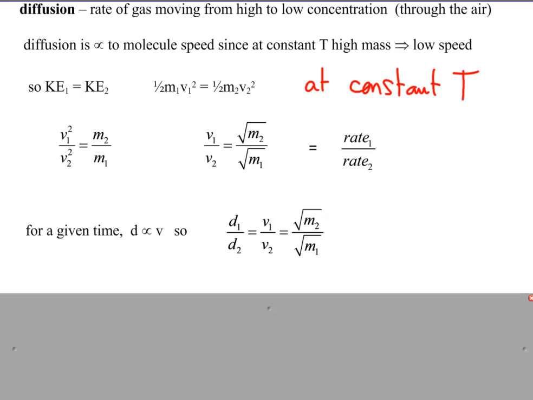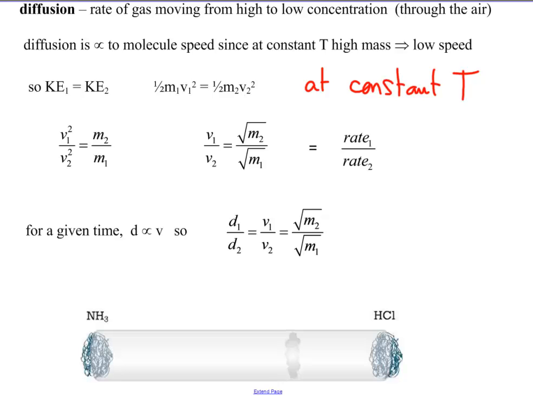Since velocity is simply distance over time, then the ratio of distance gas A travels compared to the distance gas B travels is equal to the velocity of gas A over gas B, which is again equal to the mass of gas B square root over the mass of gas A square root. So square roots are inversely proportional to the distance or velocity ratios. An example of that is looking at the diffusion of ammonia gas and hydrogen chloride gas in a sealed tube.